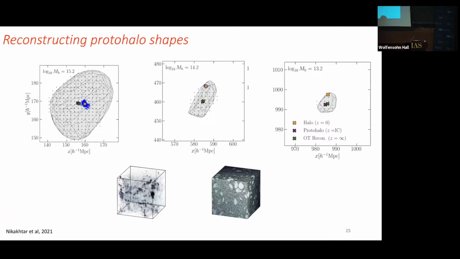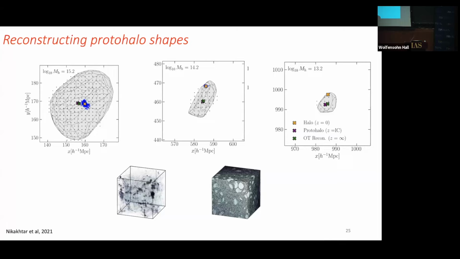Yes. And you're saying that there is enough information to figure out the shape of the thing it came from. Yes. Must be related to the axis ratios of the final structure or something like that. I'm trying to figure out the physics of it.